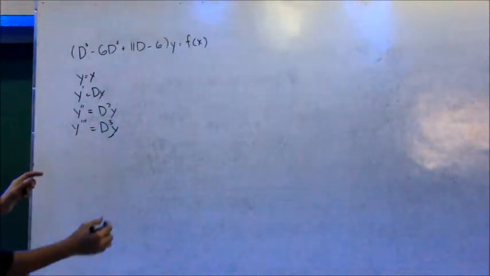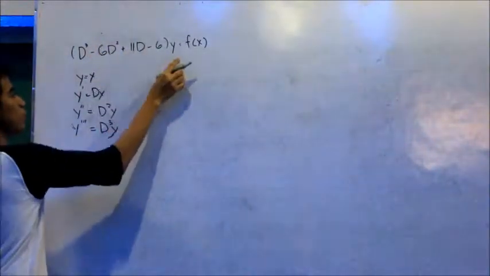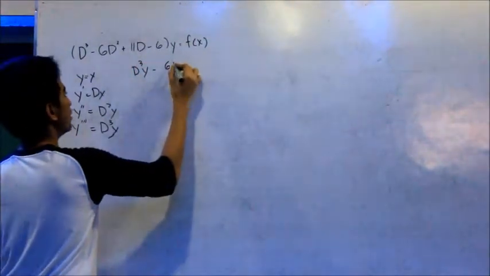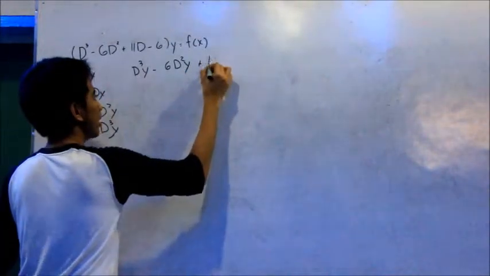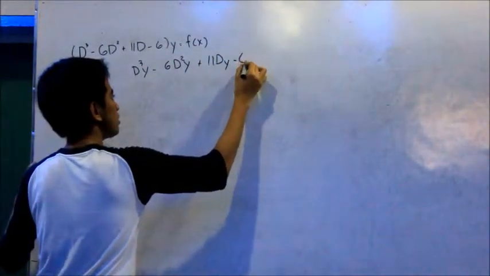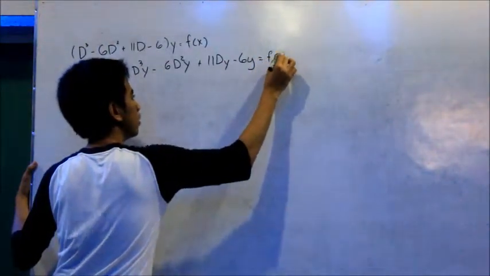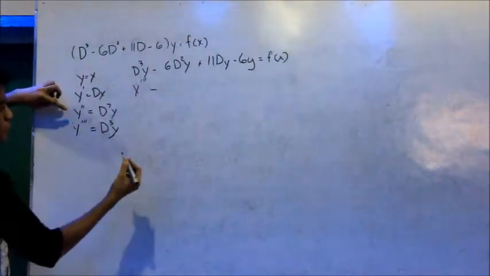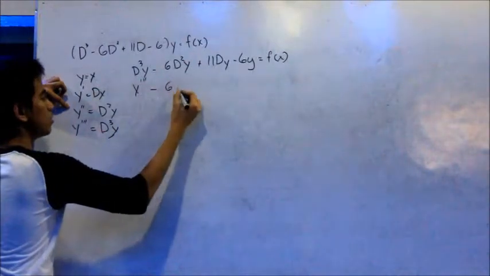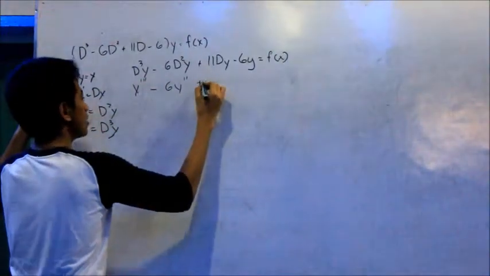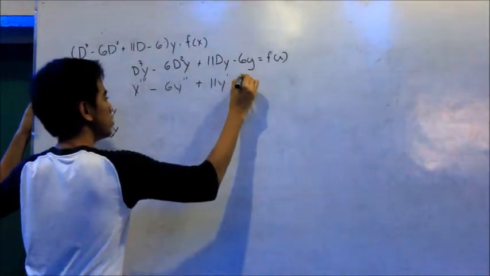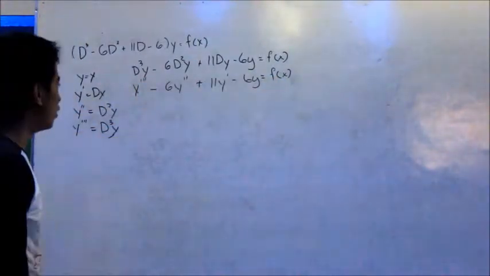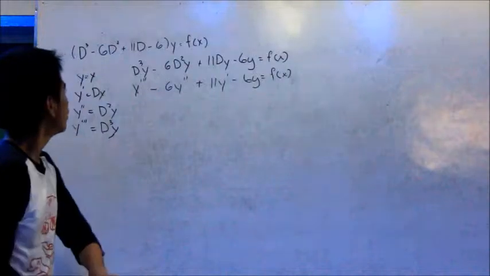Now we need to know this in order to solve this equation, because as we distribute y, we get D cubed y minus 6 D squared y plus 11 Dy minus 6y equals f of x. So remember, our D cubed y is just y triple prime, minus 6y double prime plus 11y prime minus 6y equals f of x. And now we have a standard form, an easier one to understand, and that will lead us in solving its general solution.